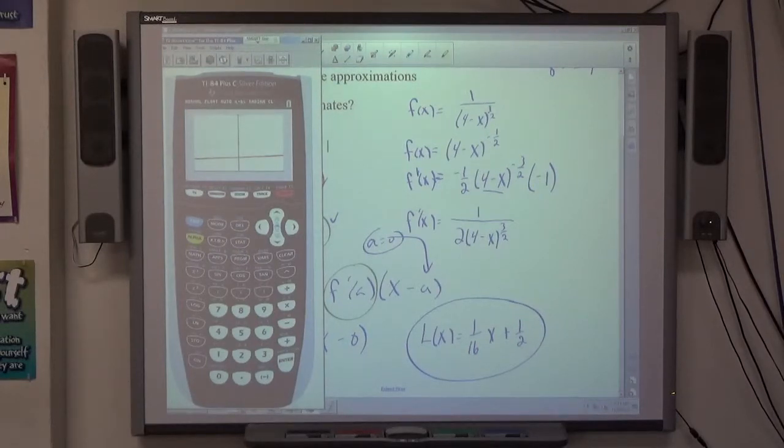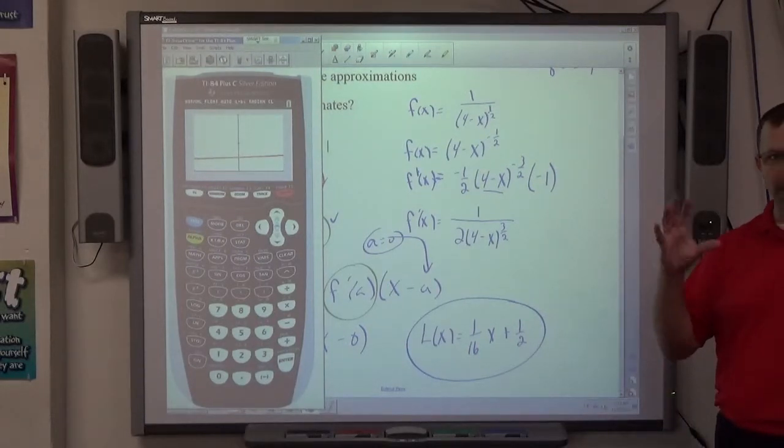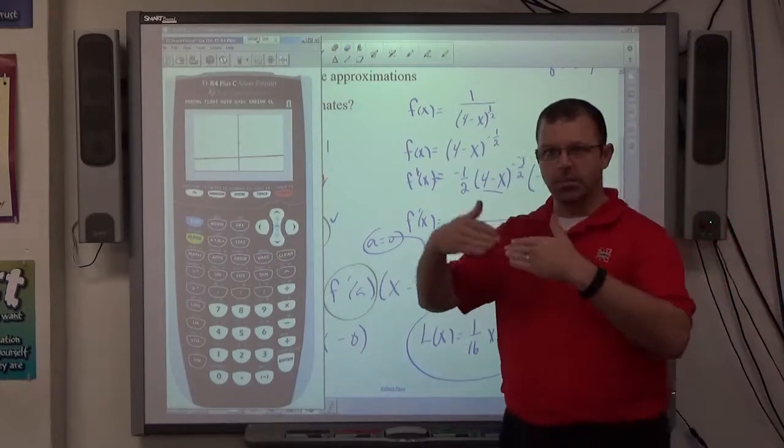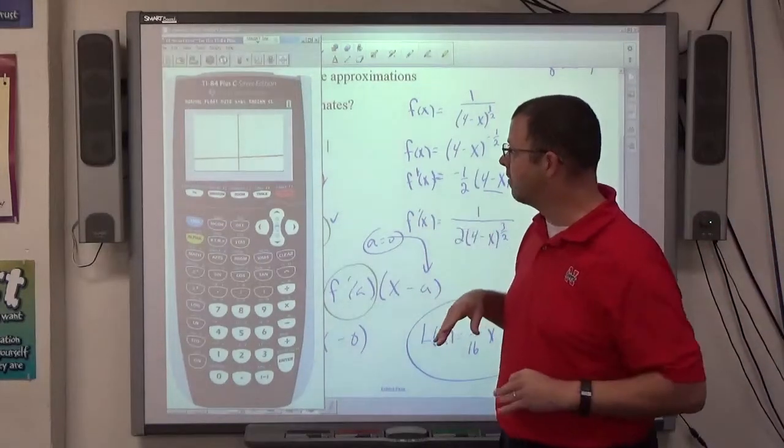They look almost identical, right? And that's the whole idea of linearization. That tangent line is so close to the function that they're pretty much the same thing.